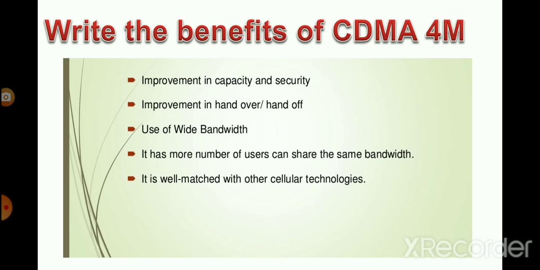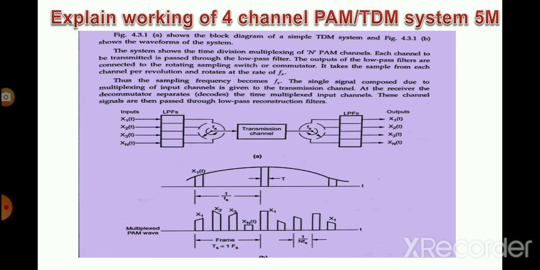Benefits of CDMA: improvement in capacity and security, improvement in handover or handoff, use of wide bandwidth. More users can share the same bandwidth. It is well matched with other cellular technologies. Explain the working of 4-channel PAM TDM system.